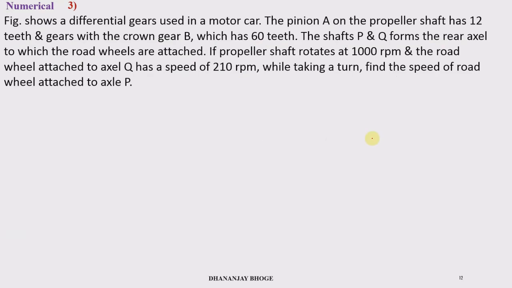So first of all, we will draw the diagram. You can draw freehand. So let us start. Draw the axis of the gear train. This is the main axis of the gear train about which the axes of some gears will rotate.